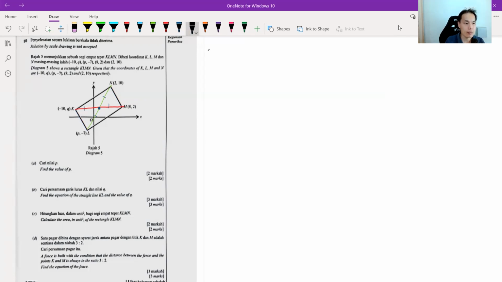So here I'm going to use midpoint. Midpoint of KM equals midpoint of LN. Okay, so now for KM, we have -10 plus 8 over 2, and this is Q plus 2 over 2. And for LN, we use P plus 2 over 2, minus 7 plus 10 over 2.